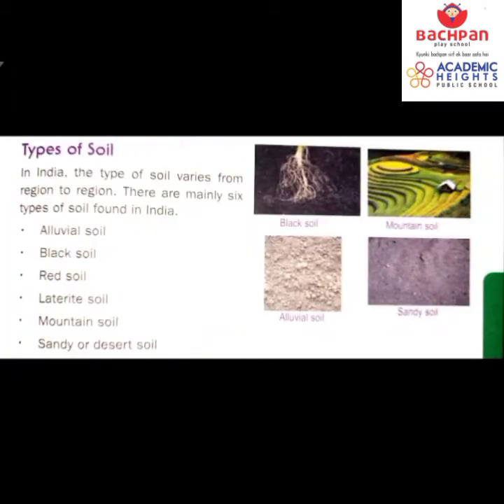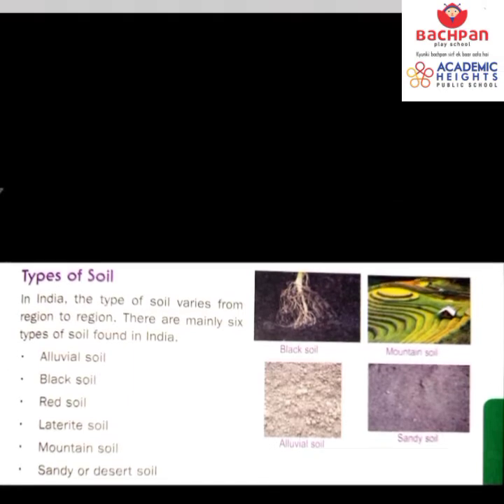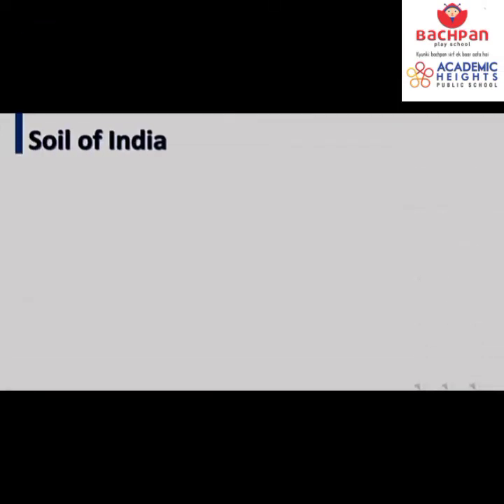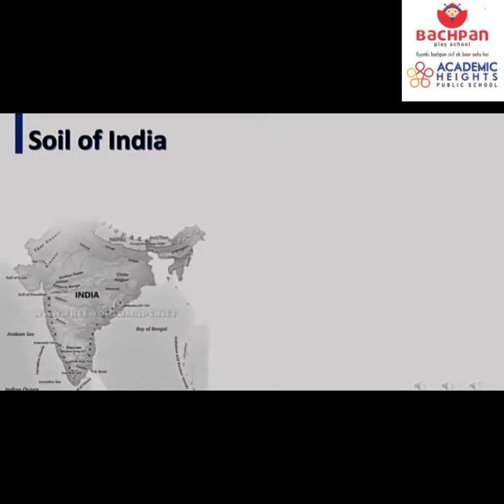So the type of soil varies, remember, from one region to another. The 6 types of soils that we had taken up: alluvial soil, black soil, red soil, laterite soil, mountain soil and the sandy or the desert soil. Dear students, let's discuss the soils of India.